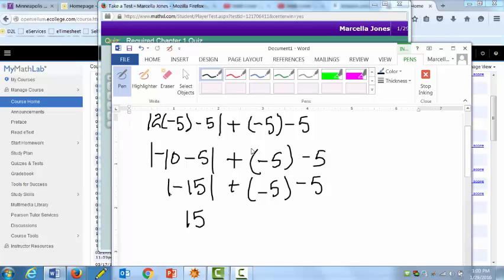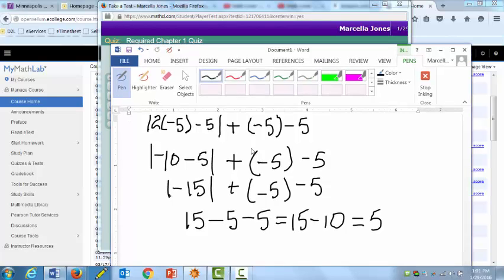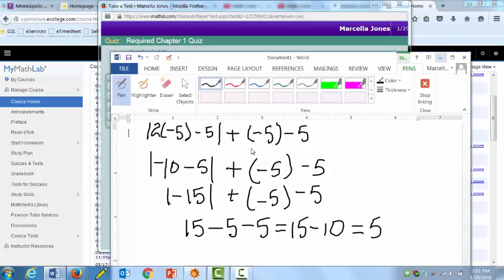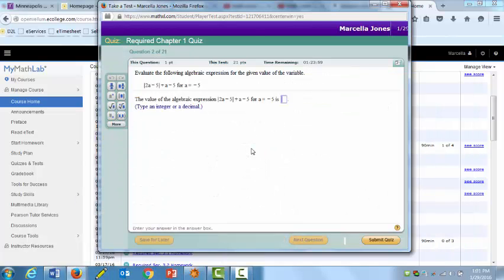That's being added to a negative 5 minus 5. So I could actually write this as 15 minus 5 minus 5. This is 15 minus 10, which is 5. So that's the answer that I would enter in. I'd have pencil and paper nearby, and I would work a problem like this out on paper. So essentially, this was my paper. So I'm going to go in, I'm going to put 5 in as my answer here.